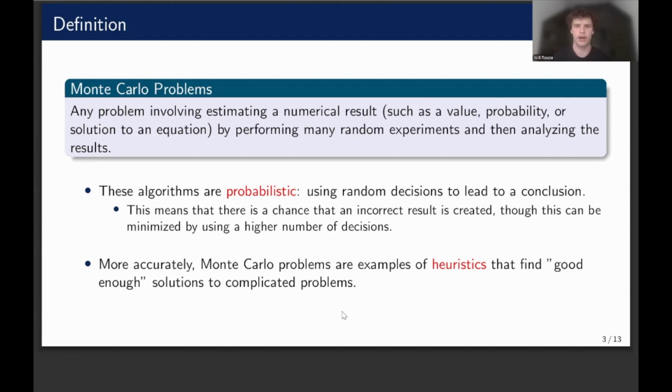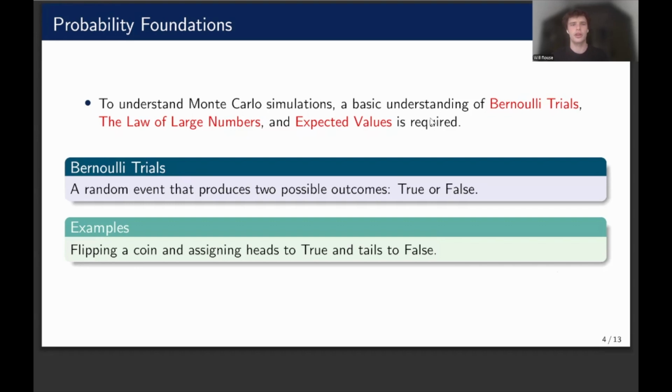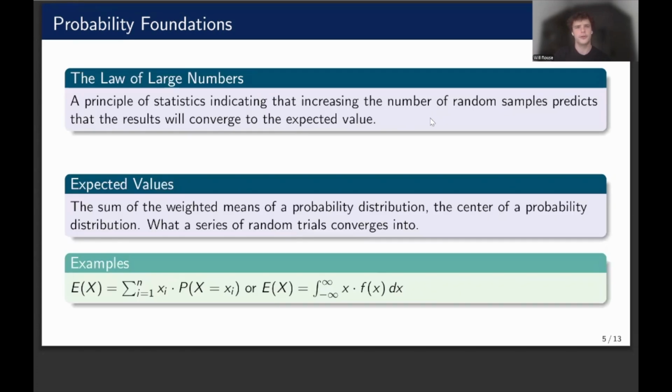More accurately, Monte Carlo problems are examples of heuristics that find a good enough solution, that's not always perfect, to the most complicated problems. To understand Monte Carlo simulations, a basic understanding of three statistical concepts, being Bernoulli trials, the law of large numbers, and expected values, is required. Bernoulli trials came up earlier in the course and are random events that produce two possible outcomes, either true or false. You can flip a coin, assigning heads as true or tails as false.